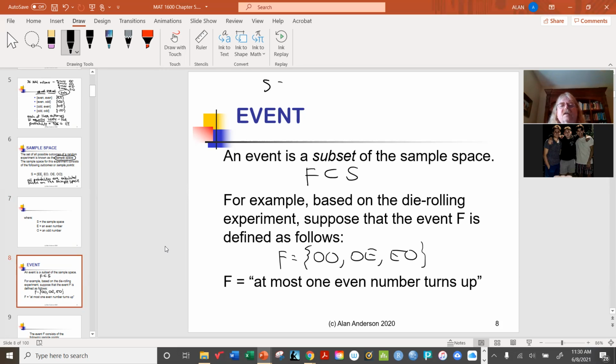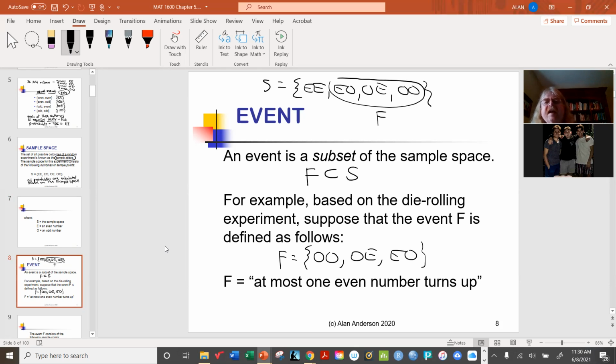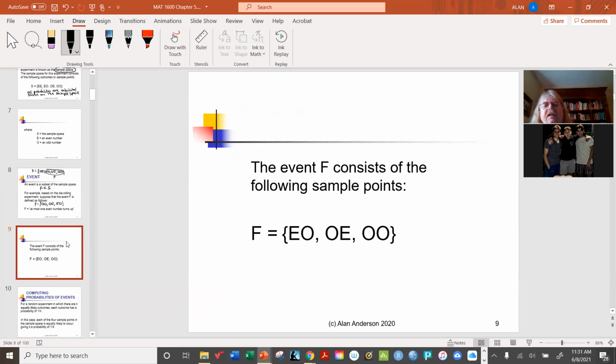Remember, S equals EE, EO, OE, and OO. And F represents these three elements. Now, this is an event. The reason this is important is because we now would like to calculate the probability of this event actually happening. Here's where we get a bit of a break. The fact that the sample space contains 4 equally likely elements means that the probability of each of these elements is 1/4.